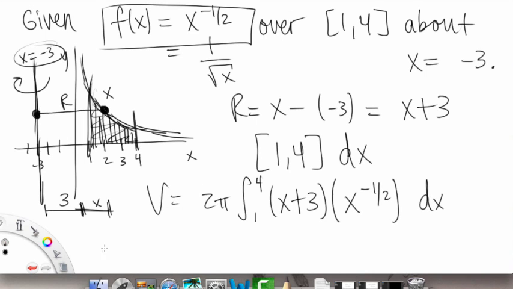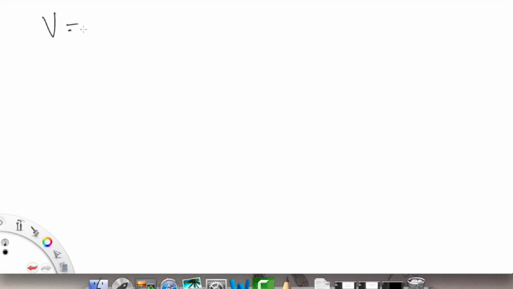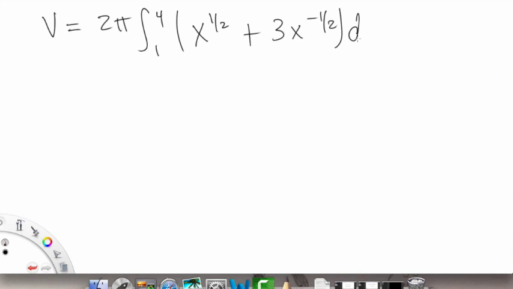Okay, so let's simplify. We have V equal to 2 pi times the integral from 1 to 4. If we distribute this x to the -1/2 into both these terms, we get x to the +1/2 plus 3 times x to the -1/2 dx. I'll just write this last line on the next slide so we can continue. So we have V equal to 2 pi times the integral from 1 to 4 of x to the +1/2 plus 3 times x to the -1/2 dx.